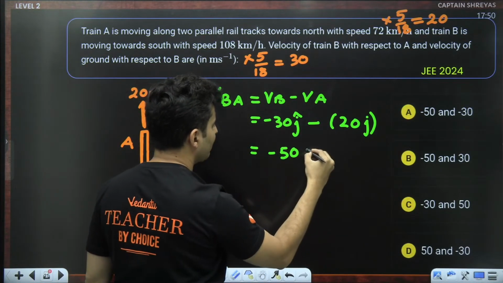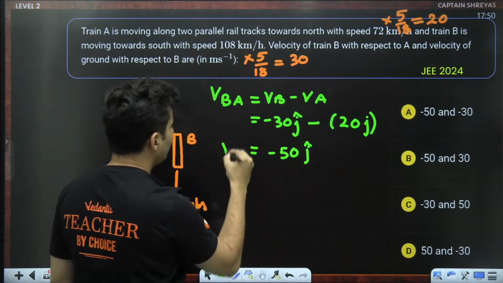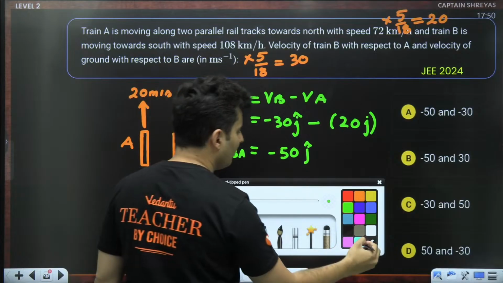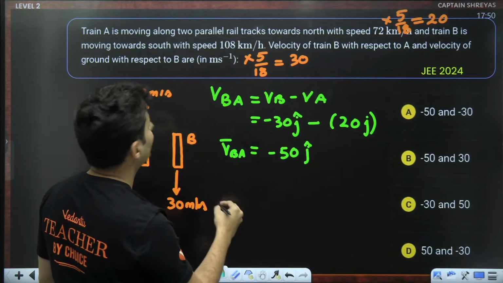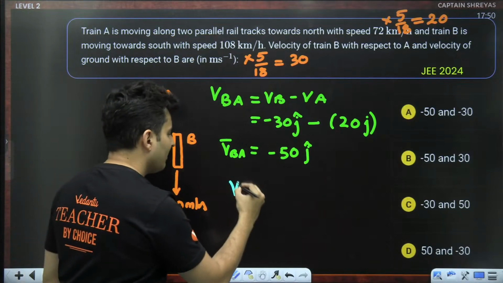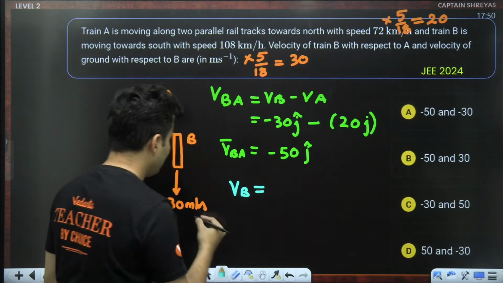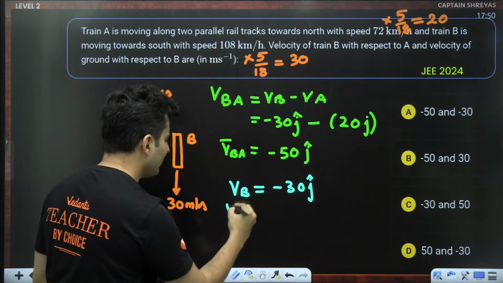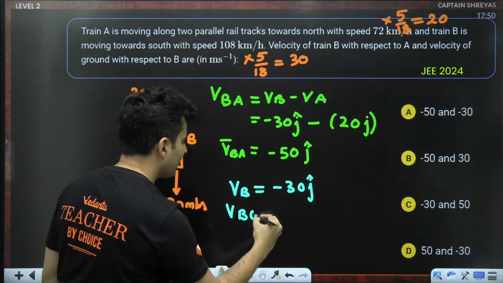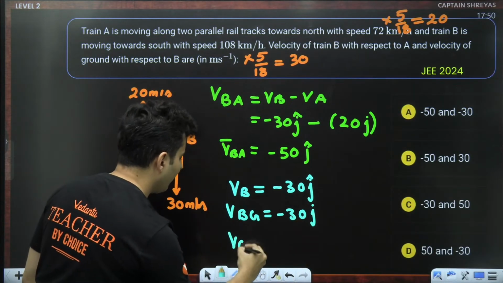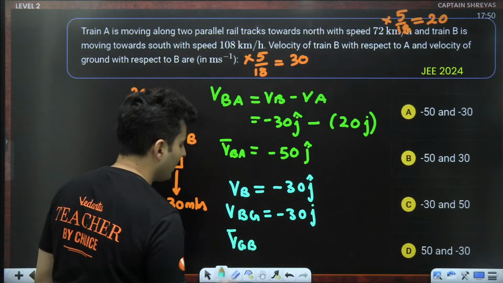It will become minus 50 j cap. Minus 50 j cap is the velocity of B with respect to A. Similarly, if I want to find the velocity of ground with respect to B, the velocity of B is minus 30 j cap. When I say VB, it is actually the velocity of B with respect to G.